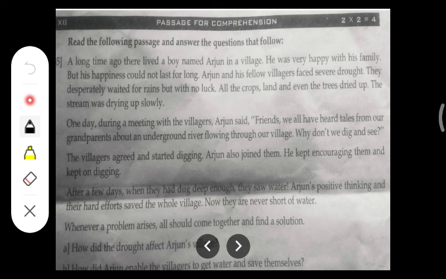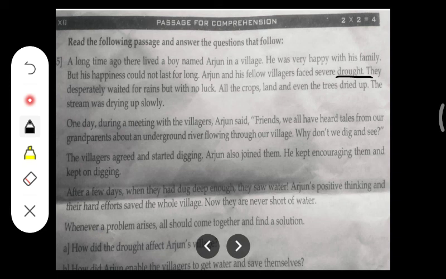A long time ago, there lived a boy named Arjun in a village. He was very happy with his family, but his happiness could not last long. Arjun and his fellow villagers faced severe drought. So drought has come here, so underline drought. They desperately waited for rains, but with no luck. All the crops, land, and even the trees dried up. The stream was drying up slowly.